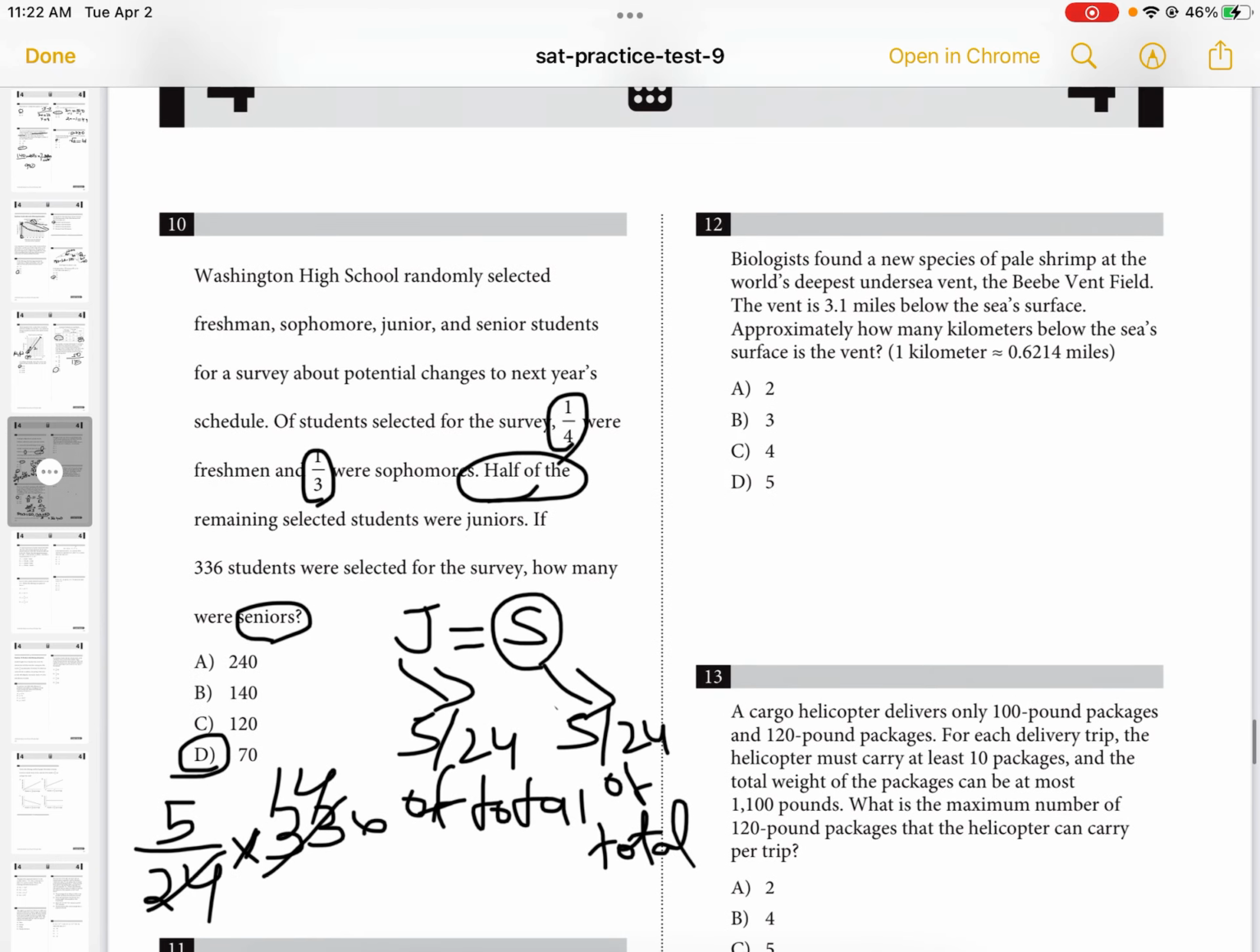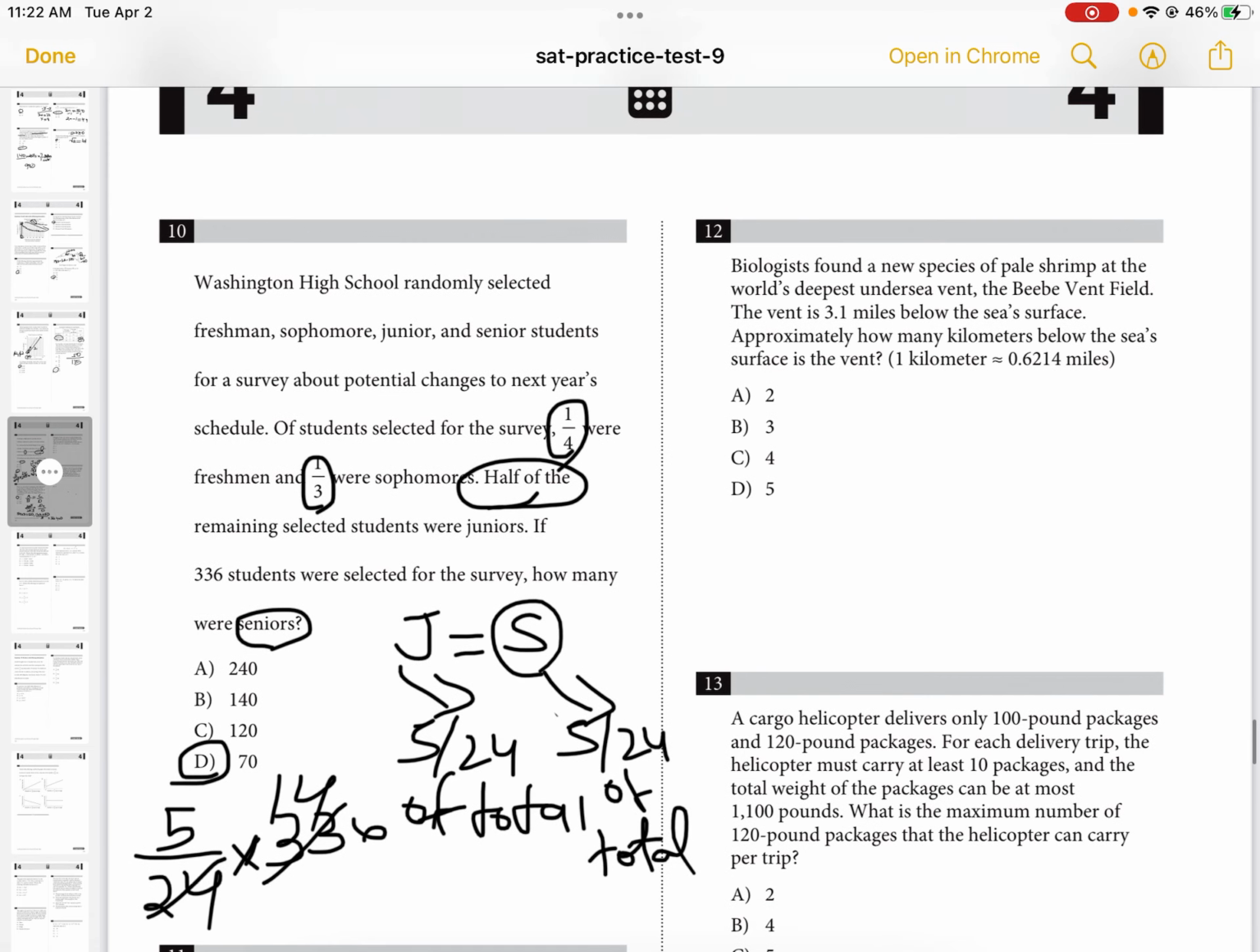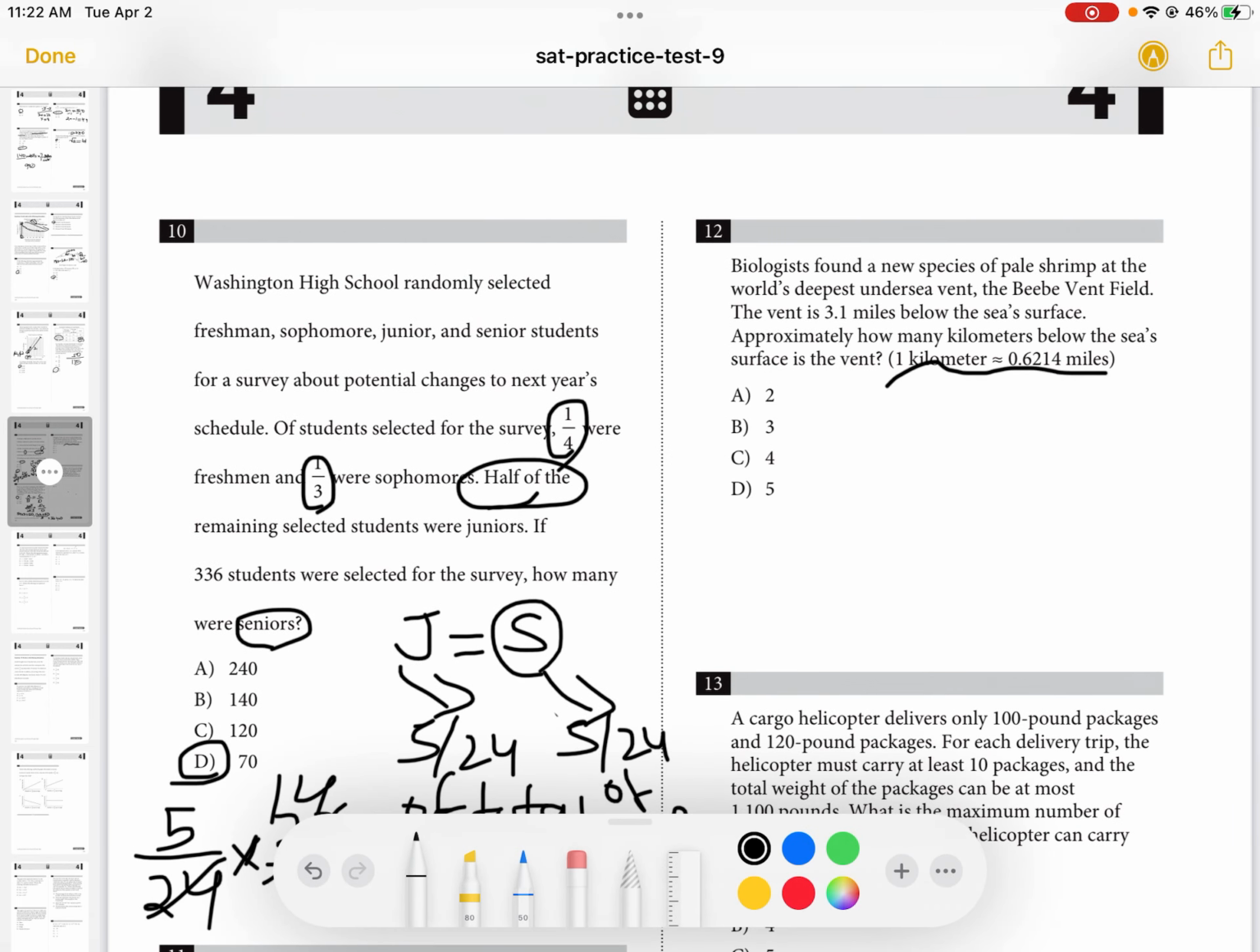Number 12. Biologists found a new species of pale shrimp at the world's deepest undersea vent, the Beebe Vent Field. The vent is 3.1 miles below the surface. Approximately how many kilometers below the sea surface is the vent? And we get our conversion factor right here. So we want to convert from miles to kilometers, and we have our conversion factor. So we have to use the right one.